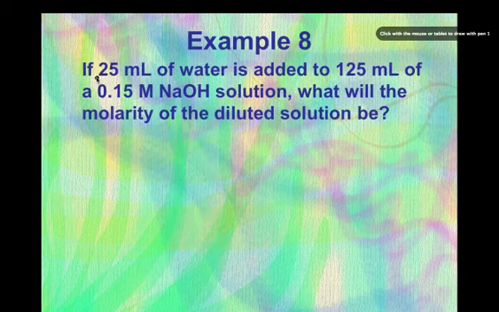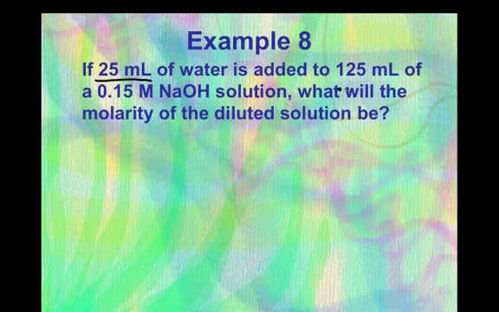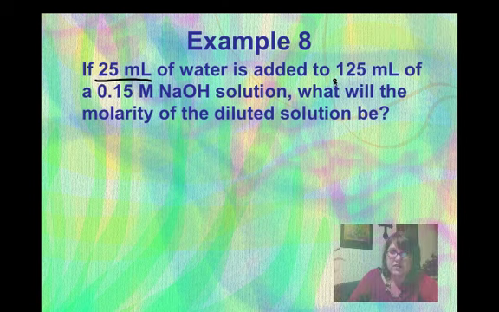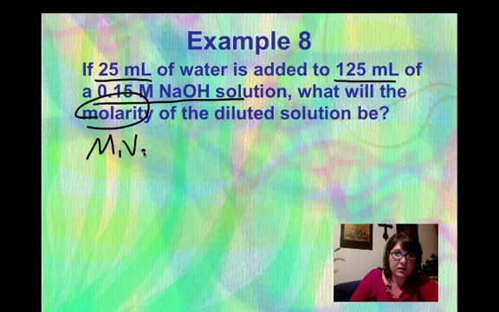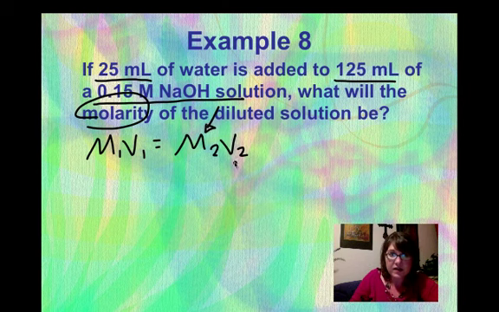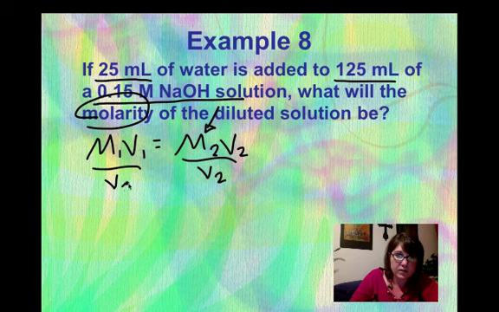Starting over. Alright, so let's take 25 milliliters of water, and it's added to 125 milliliters of a 0.15 molar sodium hydroxide solution. What will be the new molarity of the diluted solution? So we're going to use M1 times V1 equals M2 times V2. This time I'm solving for my new molarity, so that's my M2. Let's divide both sides of this by my V2. Alright, so now I'm ready to figure it out.